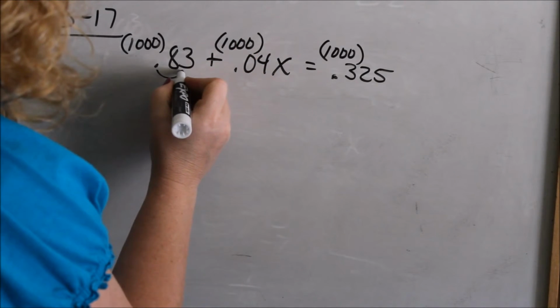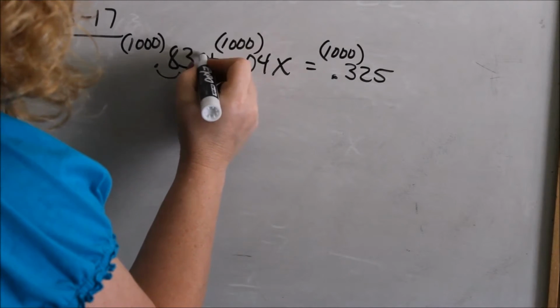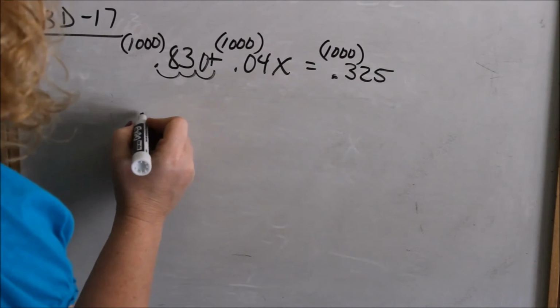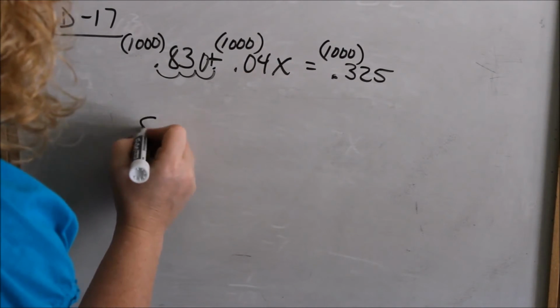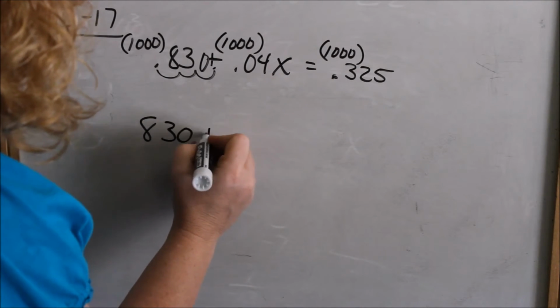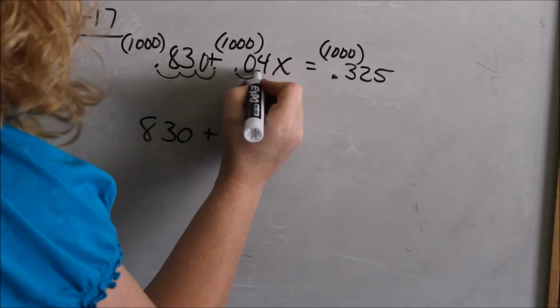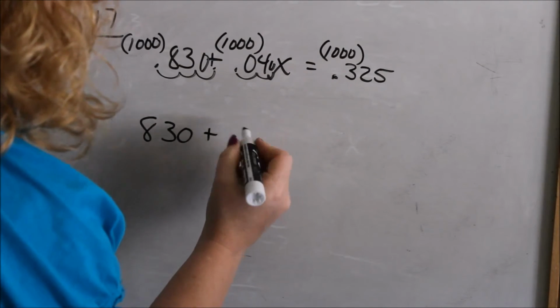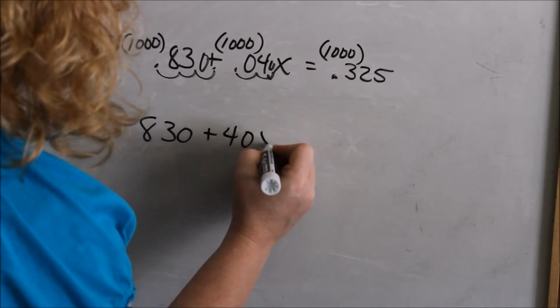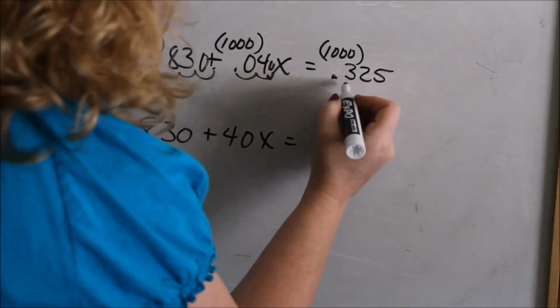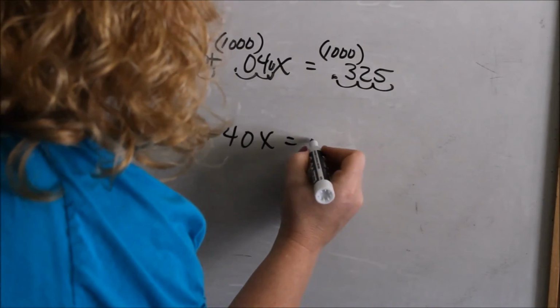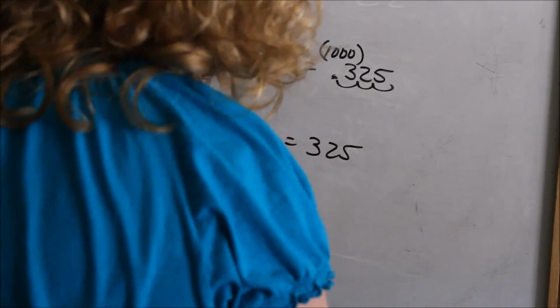So I would go over 1, 2, 3, which means I put a 0 there as a placeholder. And the new decimal will be right there, so that new number will be 830. This one will move 3 times, 1, 2, 3, there'd be a 0 there. That new number would be 40, and don't forget your x. This would move over 3 places, and that would be 325.